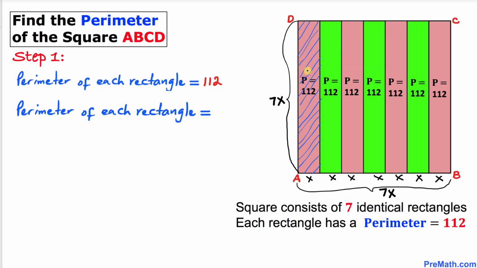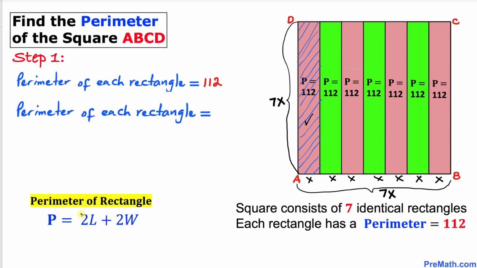Now let's focus on this shaded rectangle, and calculate the perimeter of this rectangle in terms of the variable x. Let's recall the perimeter of a rectangle formula: perimeter equals 2 times length plus 2 times the width. In our case, our length is 7x and our width is simply x. So we can write 2 times the length, 7x, plus 2 times the width, x.